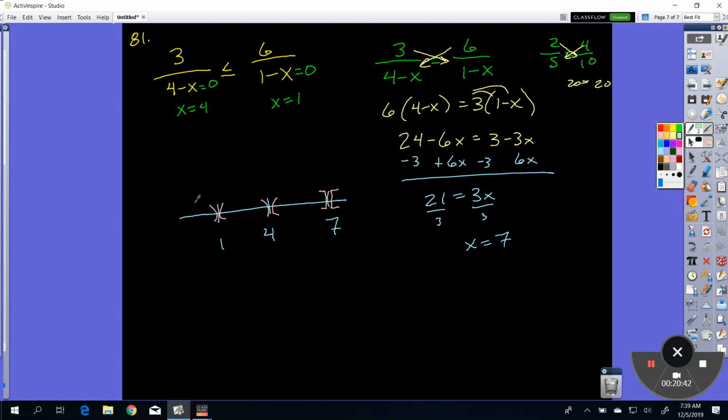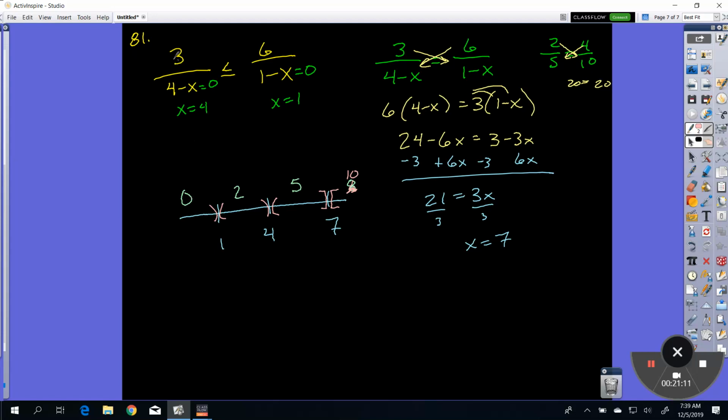So test numbers less than 1, 0; between 1 and 4, 2; between 4 and 7, and greater than 7. You want to use 10? I could use 10. I put 8 down, but you could use 10. You could use 100 if you wanted to.